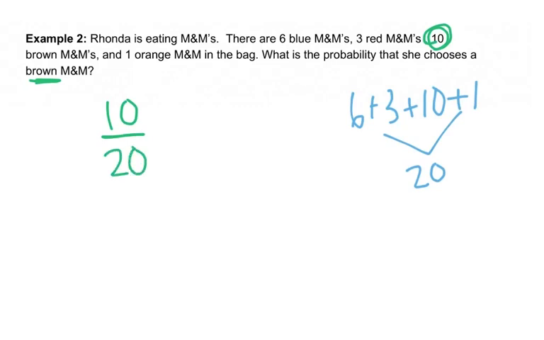And then remember, at this point, you are not done quite yet. We need to reduce this fraction. So what can we divide 10 and 20 both by? Well, we can divide them both by 10, right? So I'm going to divide both by 10.